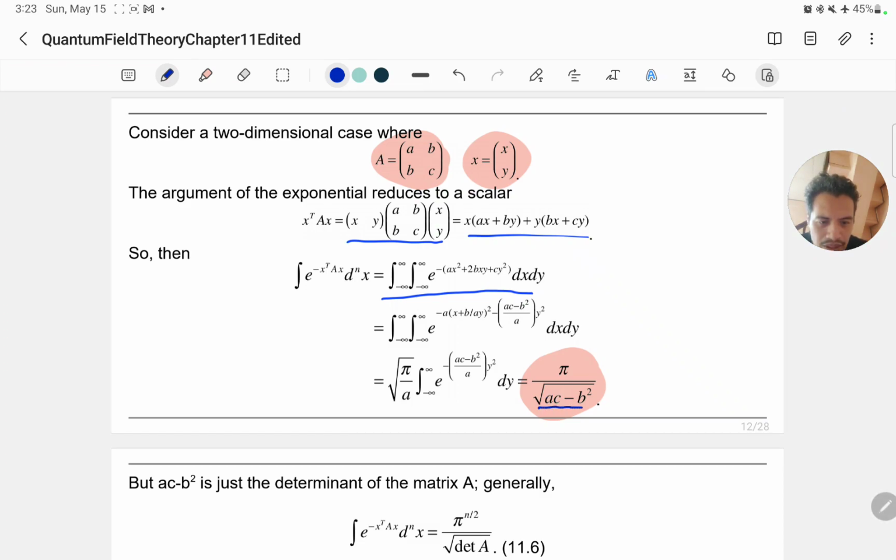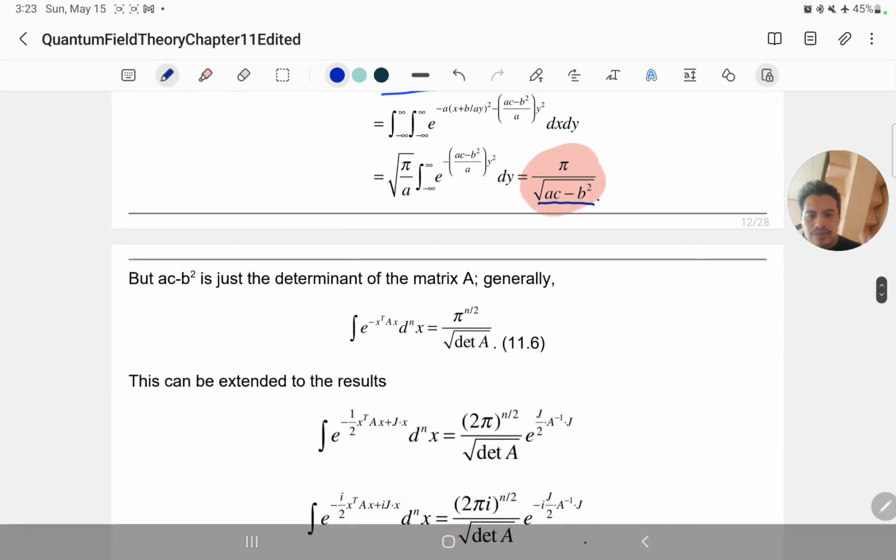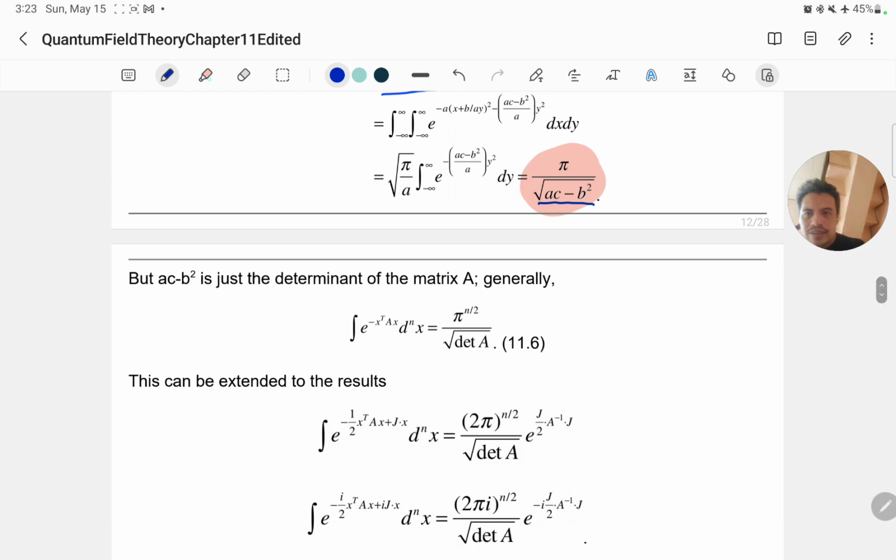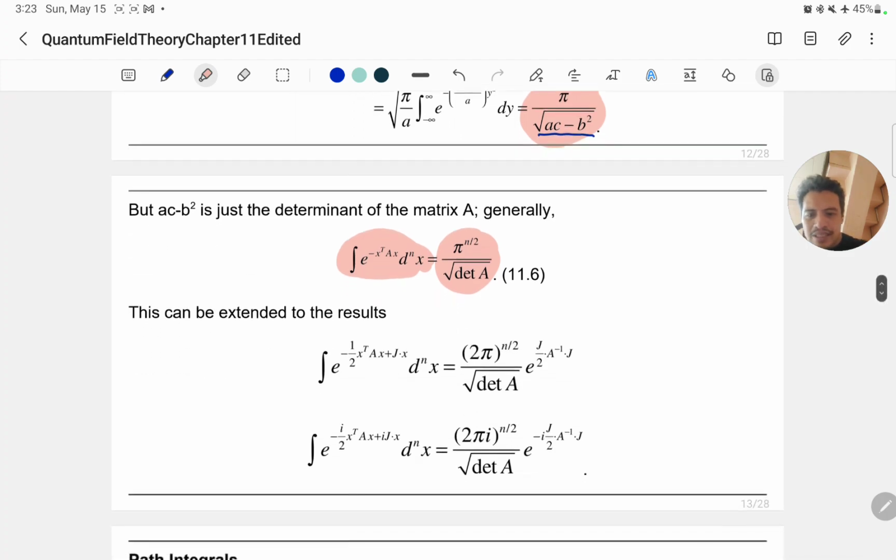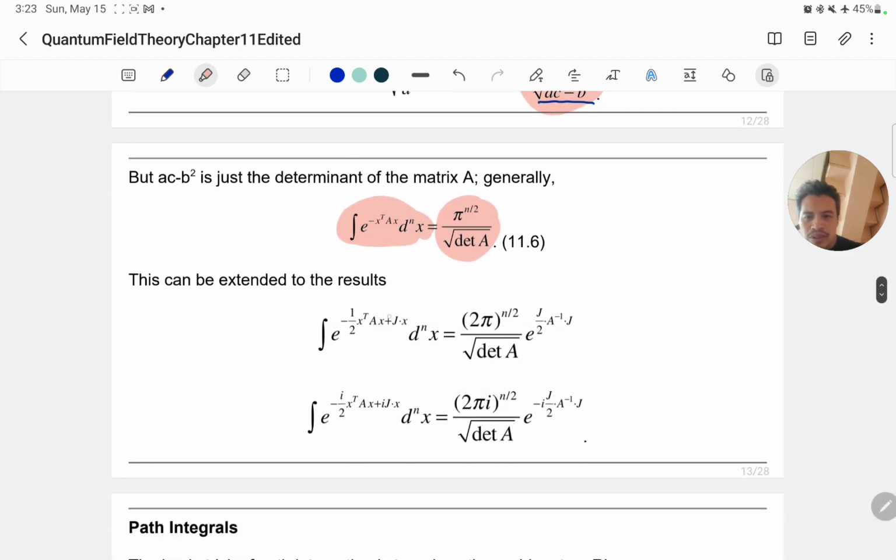But this one here is the determinant of this matrix. So in general, the integral of this is just equal to pi to the n over 2 over the square root of the determinant of the matrix A. So this can be extended to this one here.